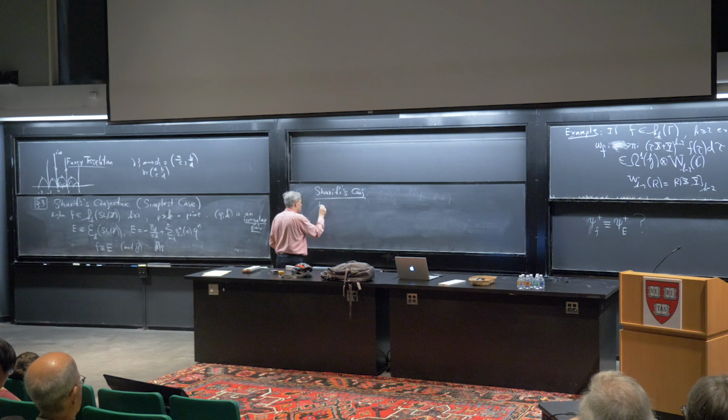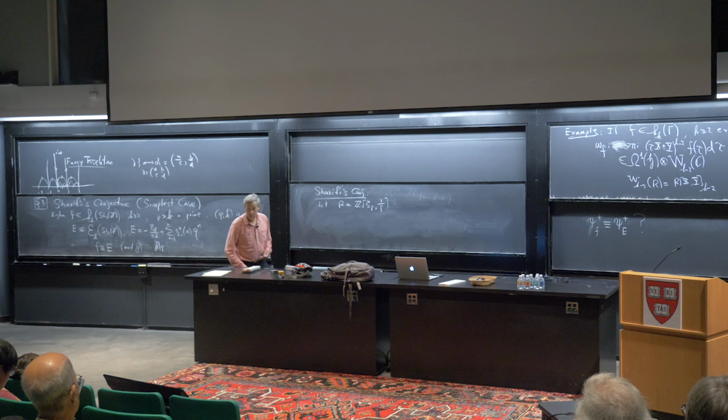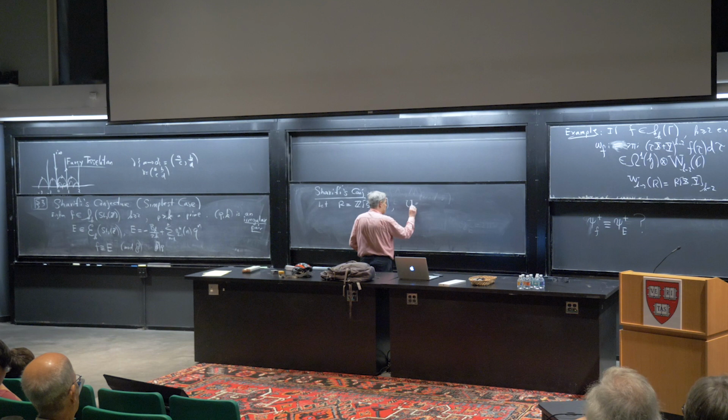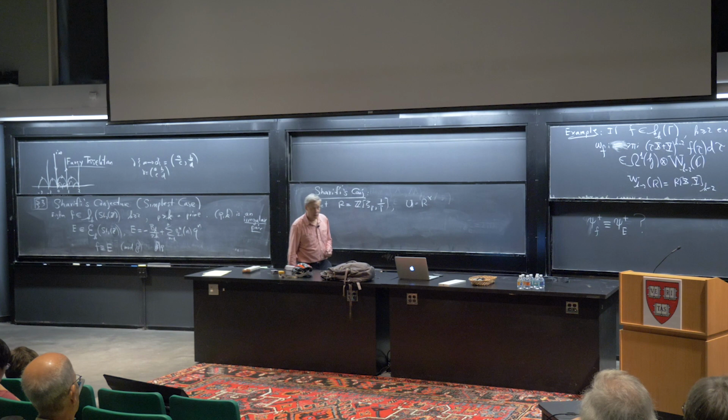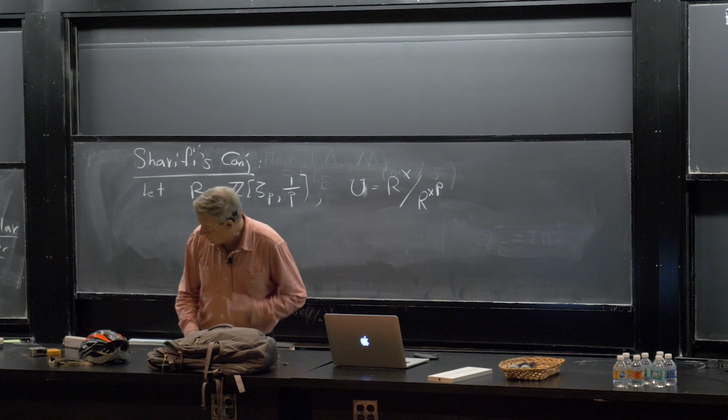So let R be Z adjoined p-th roots of unity, and invert p. And U, maybe I'll write U, will be the units in R modulo p-th powers. And so that's just some finite dimensional F_p vector space, written multiplicatively. There it is.